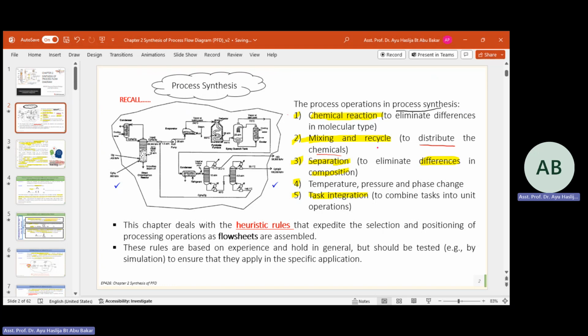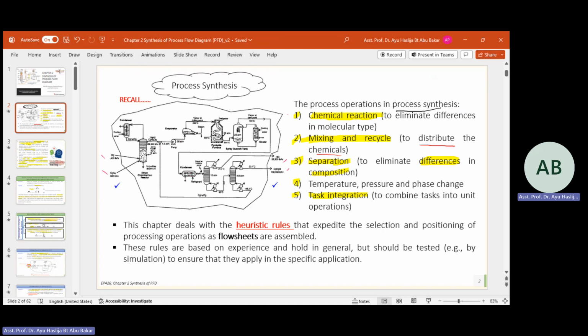Step 2, mixing and recycle to distribute the chemicals. That means what are your input, your feed, your product, and then identify what are your waste, perhaps what are your inert. Then separation, how to separate your products, your waste. Here it means to eliminate differences in the composition. Then the temperature, pressure, and phase change: for each of your units, what are the temperature, pressure, and phase change.